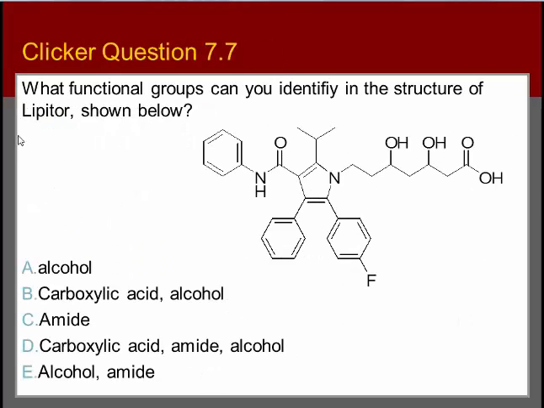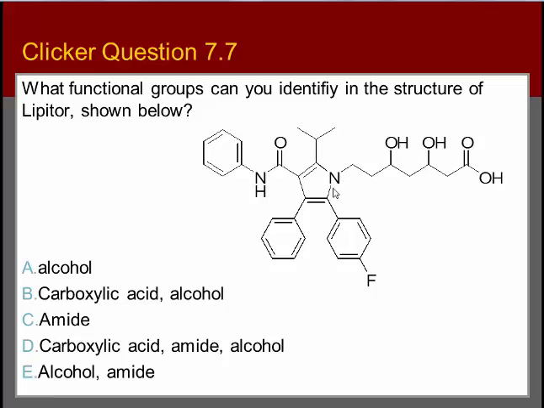Clicker question 7.7. Some more practice identifying functional groups. What functional groups can you identify in the structure of Lipitor shown below? Again, we should look for heteroatoms to indicate where functional groups might be located. Here's heteroatoms. This is a carbonyl attached to an OH group. This is a carboxylic acid group. Here's some heteroatoms. They're simply attached to R groups, so these are both alcohols.